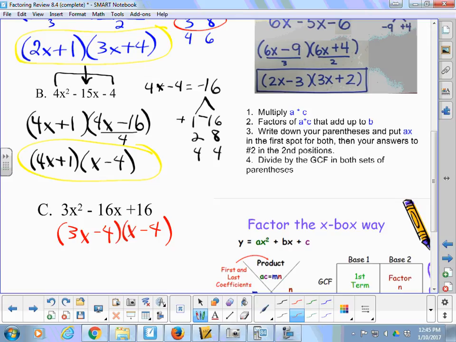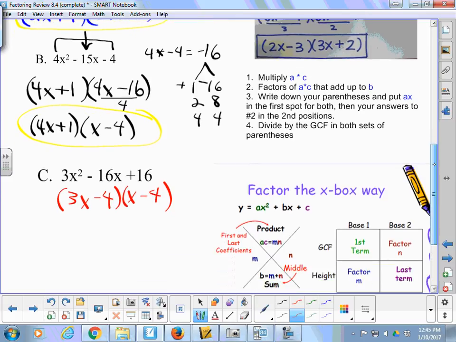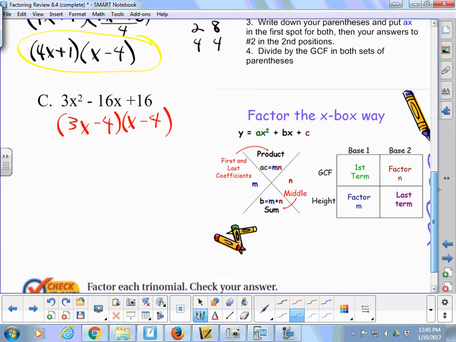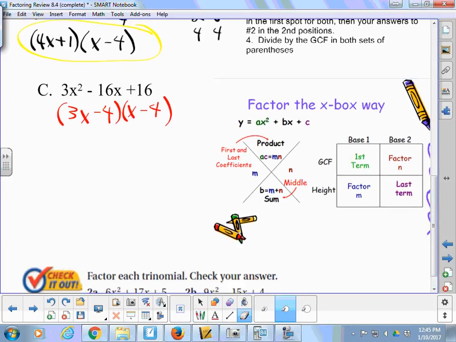Okay, all right, now, so that is the airplane method, okay? The other method is called the Xbox method. And in reality, the Xbox method is very similar to the airplane method.